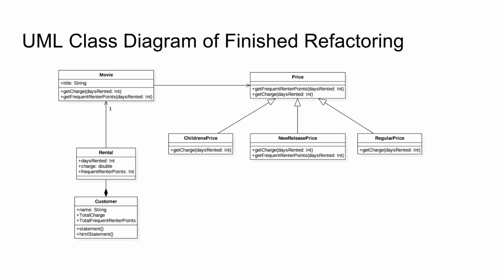So here we have the final UML class diagram of the finished refactoring, where instead of just 3 classes, movie, rental, and customer with just a statement, we created an HTML statement. We created the total charge and total frequent renter points properties, or they could be methods. Then in rental we get extra methods, and in movie we get get charge and get frequent renter points. Inside of it, it depends on the price class, which has different subclasses where we can change the price using the state strategy pattern.